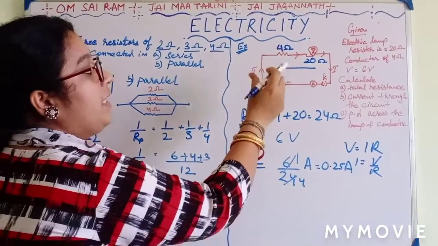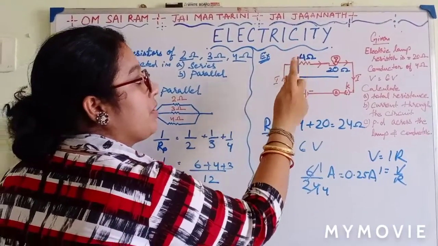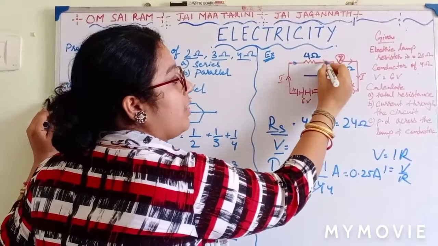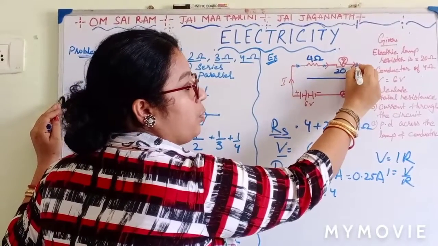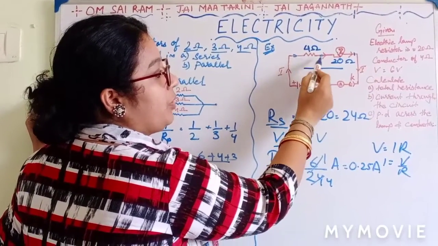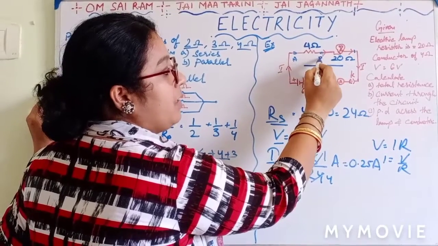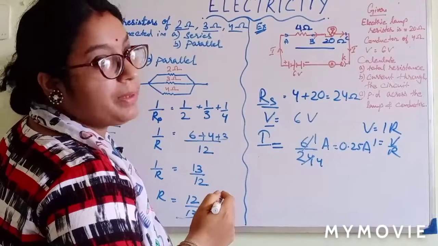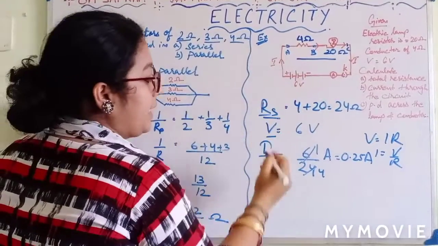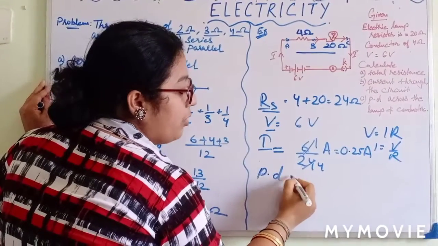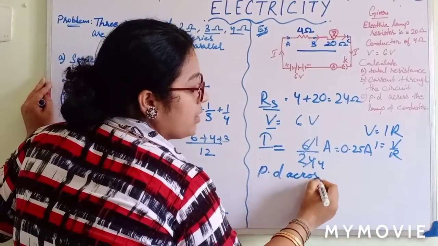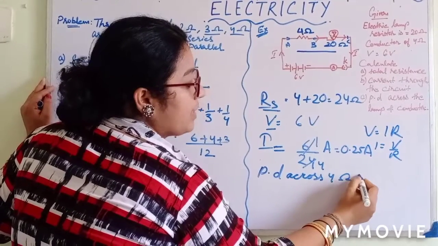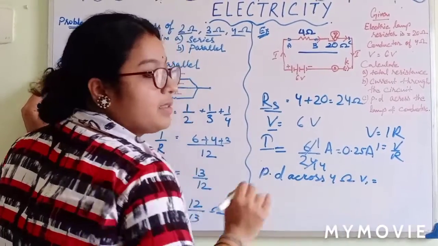Now the next question is to find out the potential. We know that for each resistor, the potential difference across each will be different, since these are 2 points and this is another 2 points. So this resistor is lying between 2 points, let's name them A and B, and this is between B and C. So the potential difference between the 2 points will be different. So first, the potential difference across 4 ohm. If I want to find out the potential difference across the 4 ohm, V is equals to, let us name it as V1.